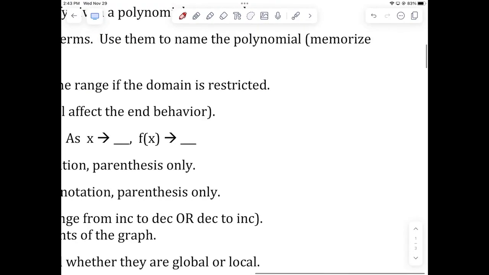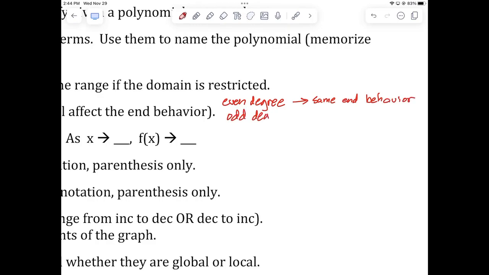If it's an even degree, it has the same end behavior, and if it's an odd degree, if that number happens to be an odd number, it has opposite end behavior.